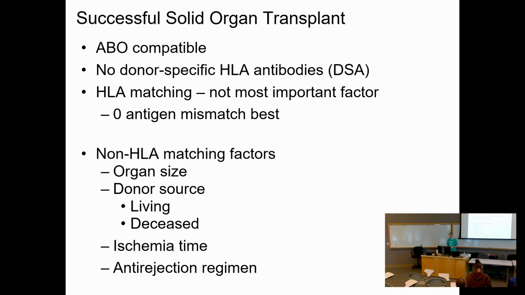And then it makes a difference in terms of donor source, whether the donor is living or deceased, because generally living donors have a decreased ischemic time. You take it out in one room and then you turn it over and you put it right into the recipient. And so here, ischemia time is important. The longer a donor organ is out of the body, the less likely it is to function at 100%. And then anti-rejection regimens are a little bit different for different organs, and that can make a difference in the successful outcome.